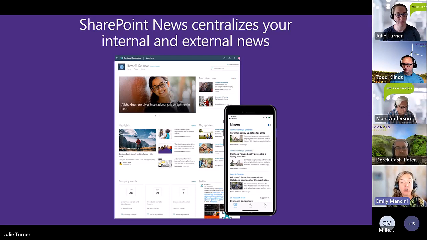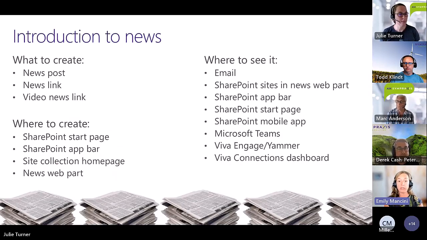You can create a page to post your own content. You can also grab external links and add them as news links. And then whenever you make an organizational news site, you can also make video news links. So if we pop onto the next slide, you can see those are the 3 different items which we can create. All of those items can then be combined together into automatic or manual news digests. When it comes to where we create our news, we can start this process a couple different places. We can start it at the SharePoint start page, the app bar, site collection homepage, or a news web part.